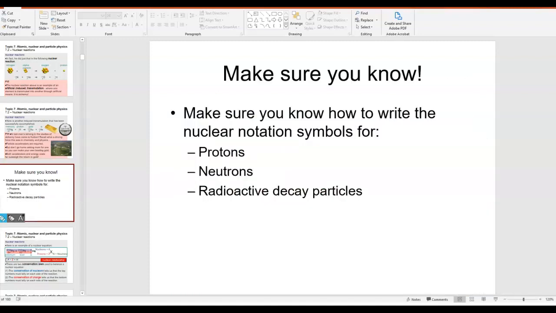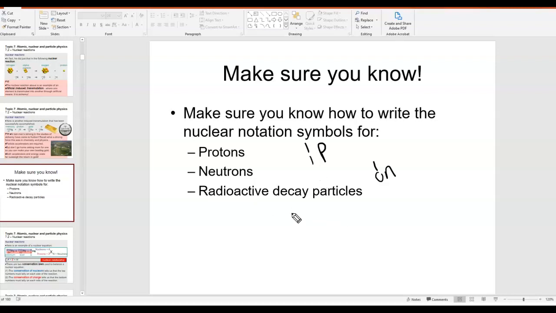Before we move on, I think we've talked about this before, but I do want to remind you about the nuclear notation symbols for protons, neutrons, and radioactive decay particles. Those are all things you would be expected to know. Remember, a proton is written like this in nuclear notation. A neutron is 1, 0, n. Remember, the top left number is the mass number, and the bottom left number is the atomic number. That's the number of protons, and the mass number is the number of nucleons. So a proton is 1 nucleon and 1 proton, so that's why it's 1, 1.